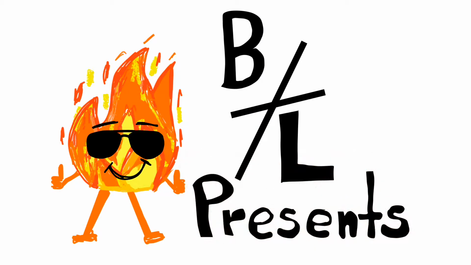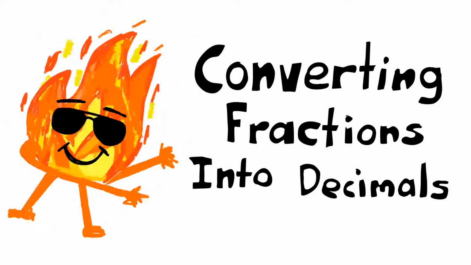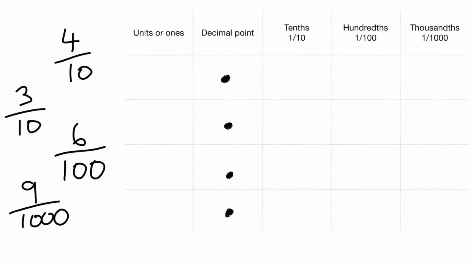Now here's a big topic, converting fractions into decimals. Tables like these are really useful when converting fractions to decimals. Notice the tenths column, hundredths column, and thousandths column. You'll also notice the decimal point, obviously, and then the units of ones, which will all be a 0.